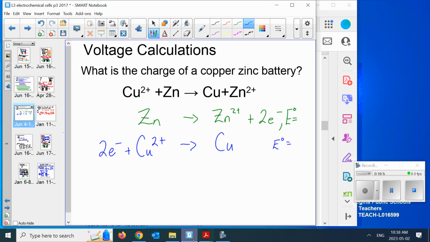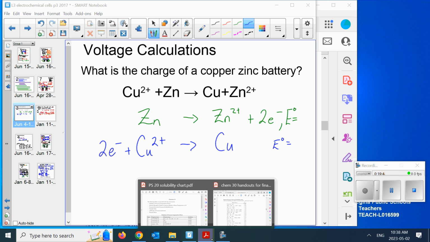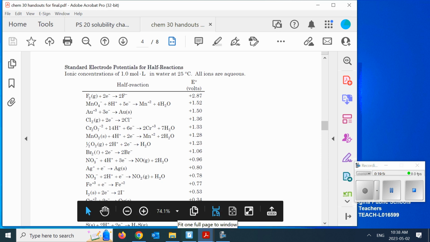Hey, I'm recording. Zinc, the zinc 2 plus. So here's what we do. We go to our sheet and look up the zinc 2 plus. So you're on the voltage, standard electrode potentials for half reactions.